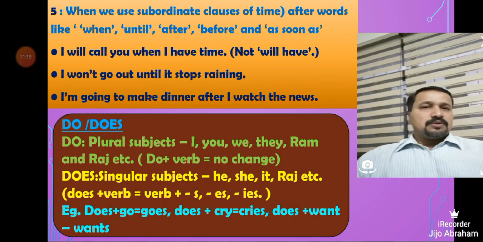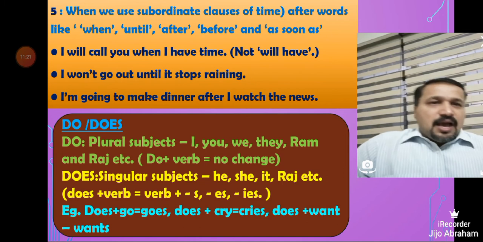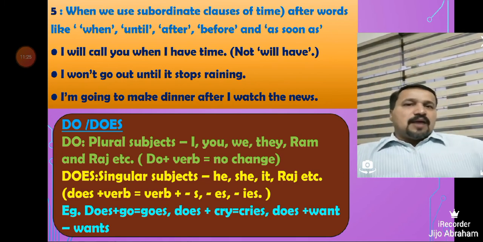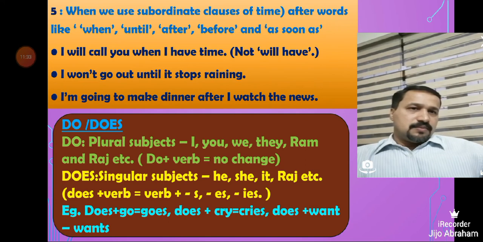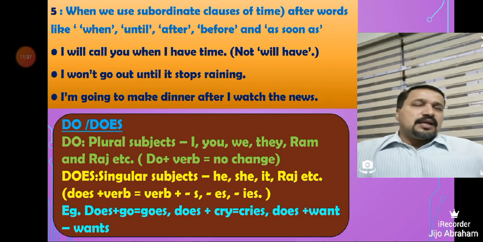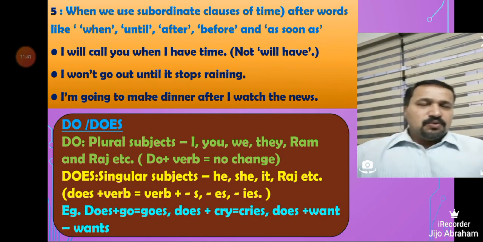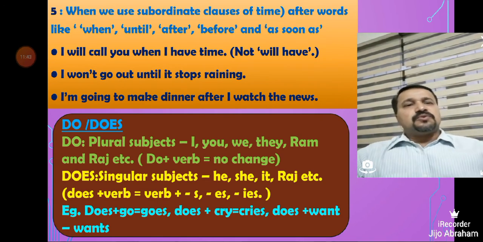I won't go out until it stops raining. Until it stops raining is in simple present tense and I won't go out is in simple future. I'm going to make dinner is in present continuous. Then after I watch the news. So after I watch the news is stated in simple present tense. So now we need to discuss the use of do and does.